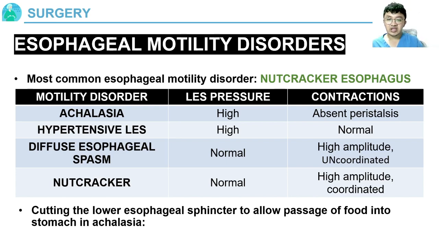For achalasia, the treatment is cutting the lower esophageal sphincter to allow passage of food into the stomach. Since the LES pressure is high, you make an incision to split the muscles and allow the LES to relax. This is called Heller's myotomy, and you can do this laparoscopically. In Heller myotomy, you incise the muscle to allow the esophagus, the LES, to relax.